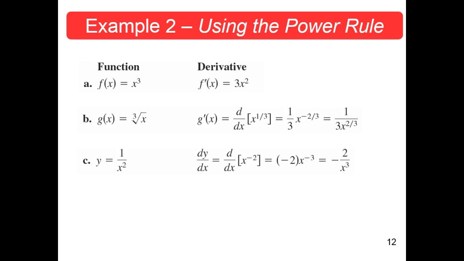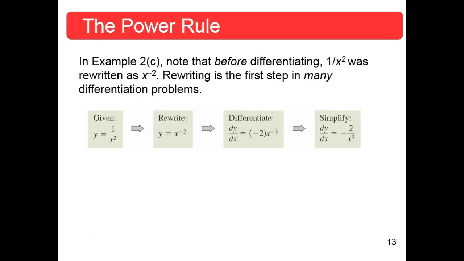Now notice this. This isn't moved downstairs. In 1/3, the 3 was downstairs because it was already downstairs. Negative 2 stays upstairs. But x to the minus 3 moves downstairs and becomes x cubed. Make sense? Is there a d? No, there's no d. In example 2c, note that before differentiating, get the variables out of the denominator, get the variables out from under radicals, and write them as exponents. If at all possible, write them as exponents.